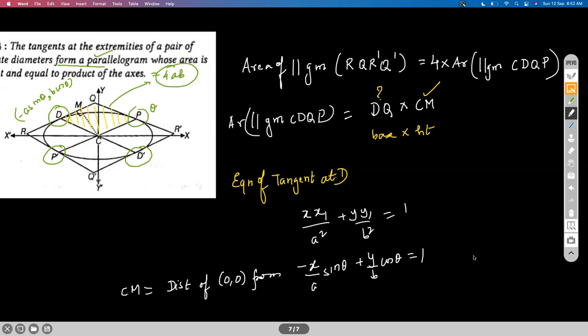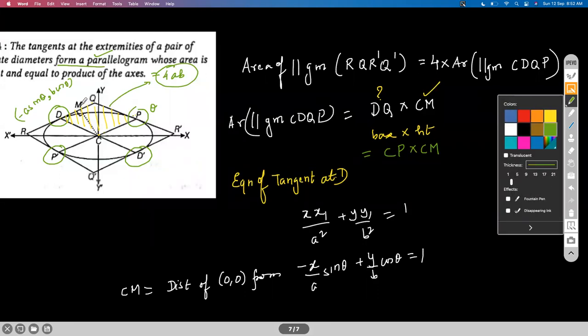So Aditya is suggesting something. Q is the intersection of line and distance formula. Okay, can I say DQ is CP? Isn't it? So DQ is actually CP. So it is just CP into CM. Because it's a parallelogram. No, this also is a parallelogram. This also is a parallelogram. So DQ and CP are equal, and CP distance is easy to find out because you know your point P is a cos theta, comma b sine theta. And this is origin. So distance formula, isn't it?